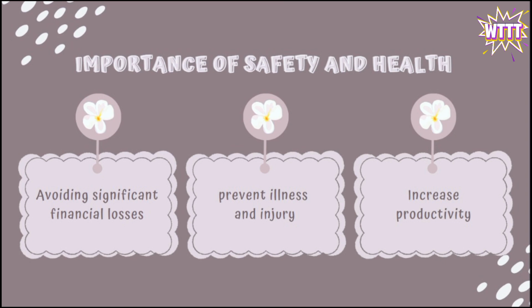Next, let's discuss preventing illness and injury. Implementing robust safety and health practices is essential to protect our employees. By identifying and resolving potential hazards, we can significantly reduce the likelihood of accidents, illness, and fatalities. Lastly, let's explore how a safe and healthy work environment can boost productivity. When employees feel that their well-being is valued, their loyalty and commitment to the company increase. I will show 3 video clips from YouTube about the importance of safety and health in the workplace.